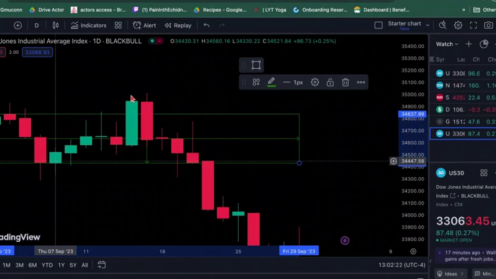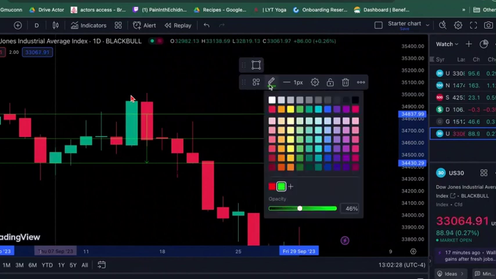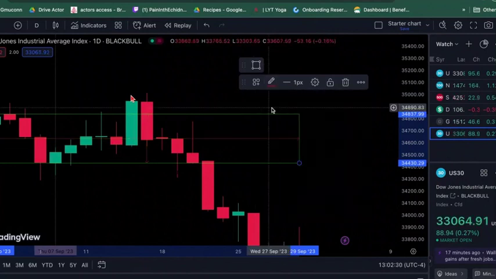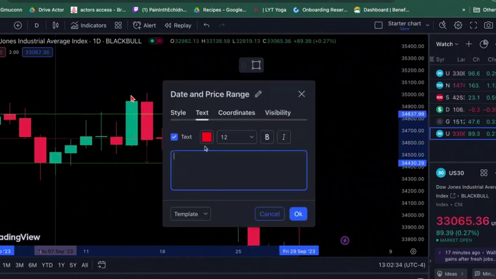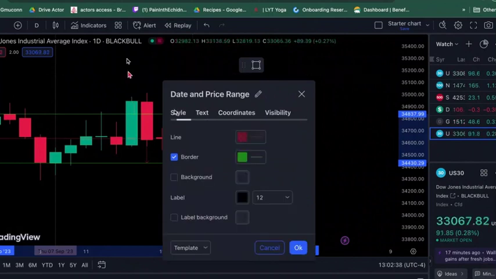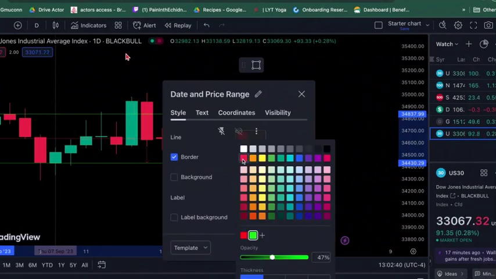Okay, so now what I want you to do is double click on that box and turn it red. So double click on the box. Yeah, and then click on red. Click on red and double click back on the box. Click on style. And then take the border off, uncheck the border.